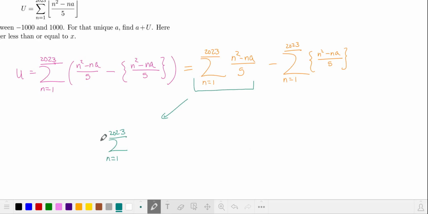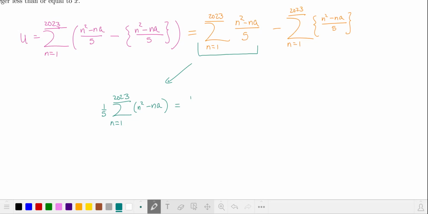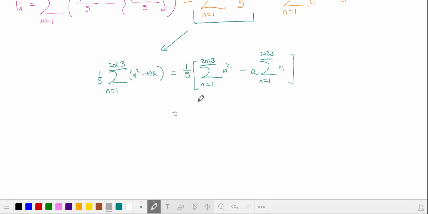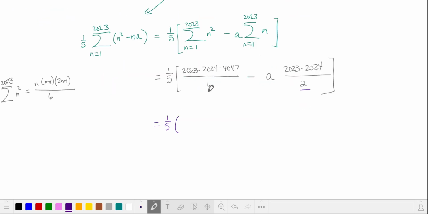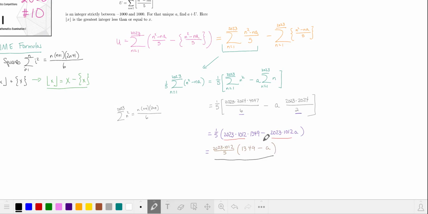We'll factor out the 1/5, and we'll split this up into two sums again, and factor a from the second term. We'll use our formula for the sum of squares, where n is equal to 2023, and this is just the sum of consecutive integers. We'll cancel out this 6 in the denominator and this 2 in this denominator. And we have two more factors that we can pull out, and this is an expression in terms of a of the first part of u. And we still have this fractional part.